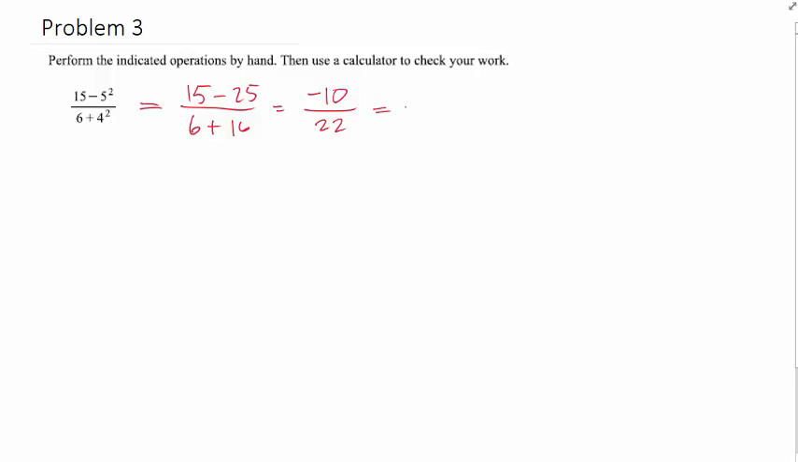Now this is going to be a negative number because we have a negative divided by a positive. And then I can take out a 2 from the numerator and take out a 2 from the denominator. So my result looks like it's negative 5 over 11.